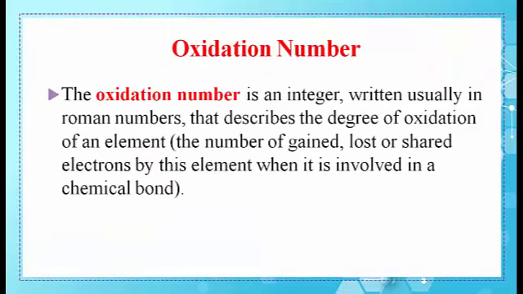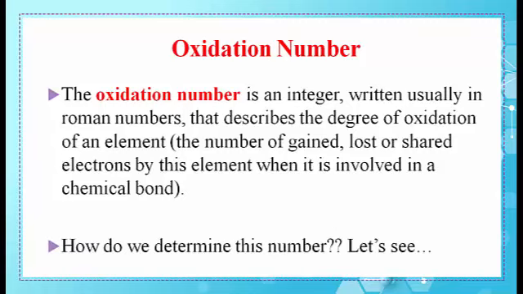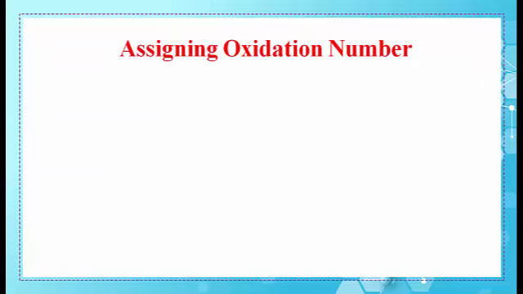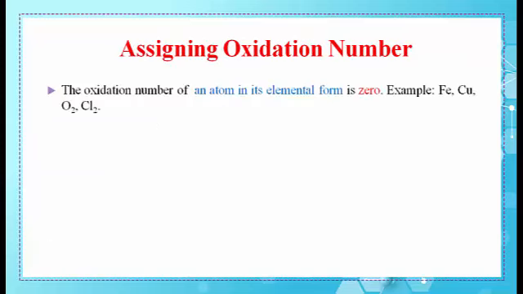The oxidation number is an integer, usually written in Roman numerals, that describes the degree of oxidation of an element. It is the number of gained, lost, or shared electrons by this element when it is involved in a chemical bond. But how can we determine this number? Let's see. To assign an oxidation number to an element, you have to follow the following rules.